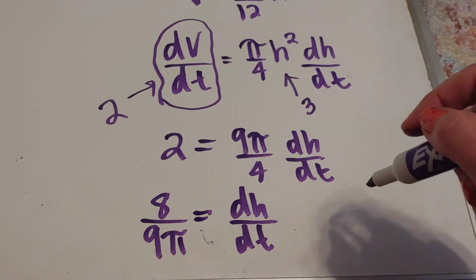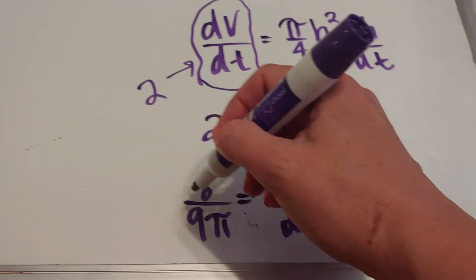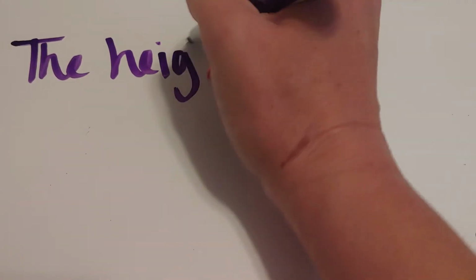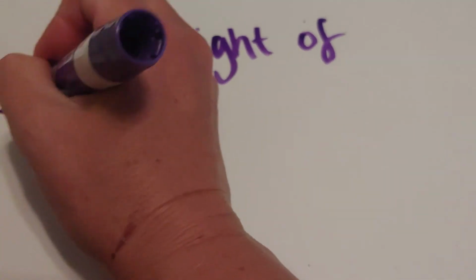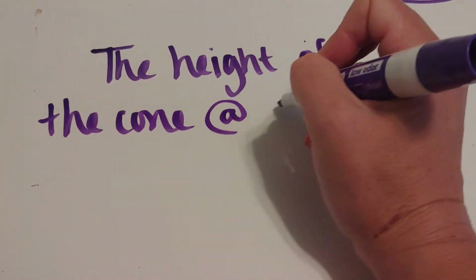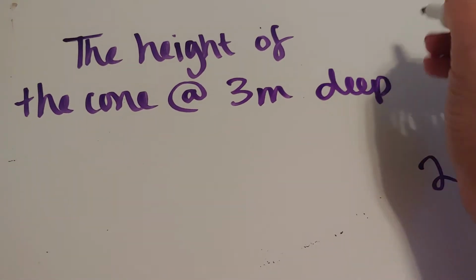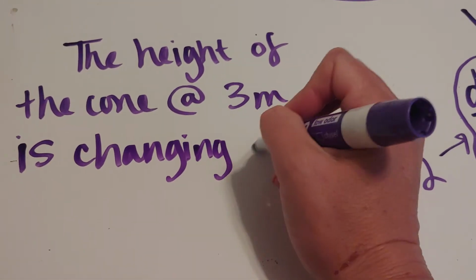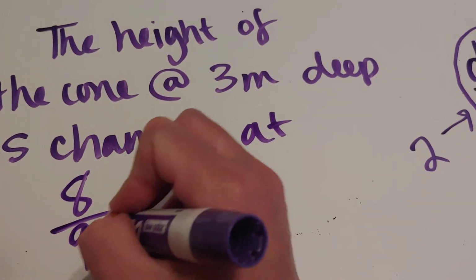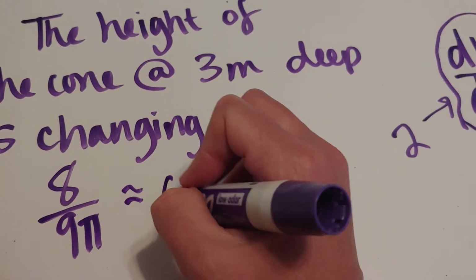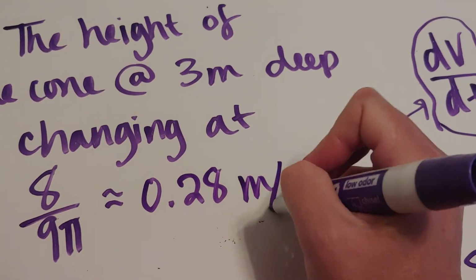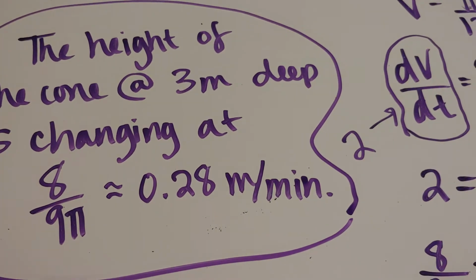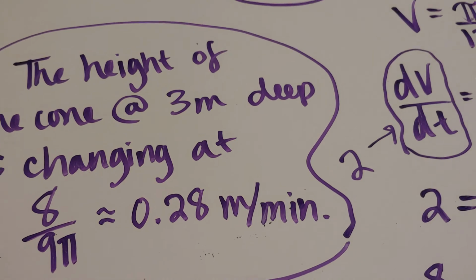So what we would say is that the height of the cone, 3 meters deep, is changing at a rate of 8 over 9 pi, which is the same thing as 0.28 meters per minute. So there it is. That's our answer.